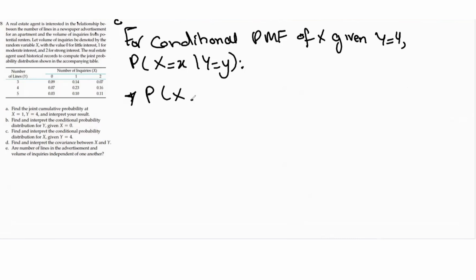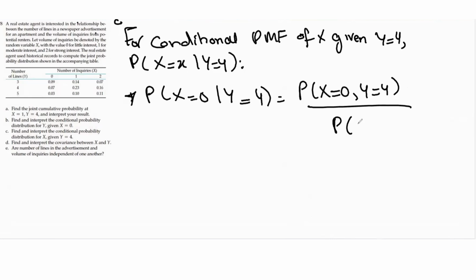So probability x is equal to 0 given y, not y, sorry, this should be y is equal to 4. We want to do this given y is equal to 4. Apply the definition of conditional probability. So this is probability x is equal to 0 and y is 4, divided by probability y is 4.